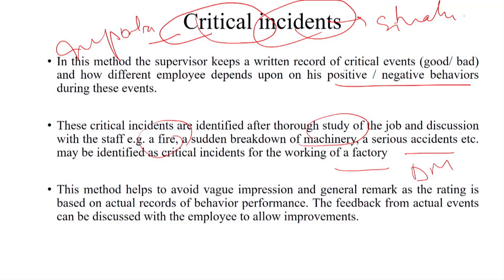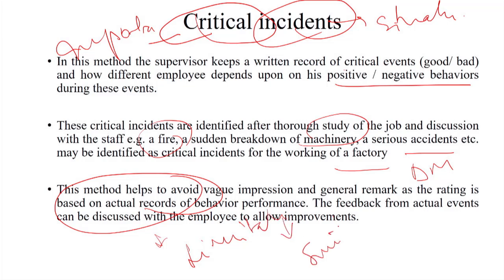So this method helps to avoid vague impressions and general remarks, as the rating is based on the actual records. For example, if you all remember when we were talking about the limitations, there was the limitation of similarity effect, or the common error, like if the person is given average marking, so average rating is being done. That kind of thing is not possible in this rating method, the critical incident method, because it is actually based on some actual occurrence of a particular performance.